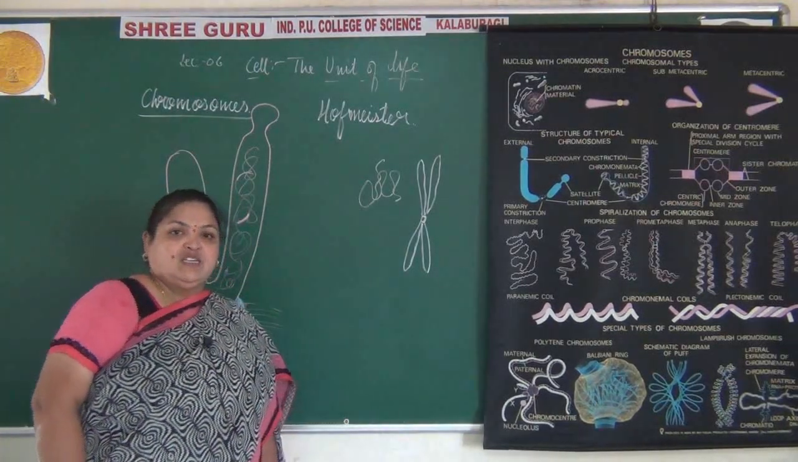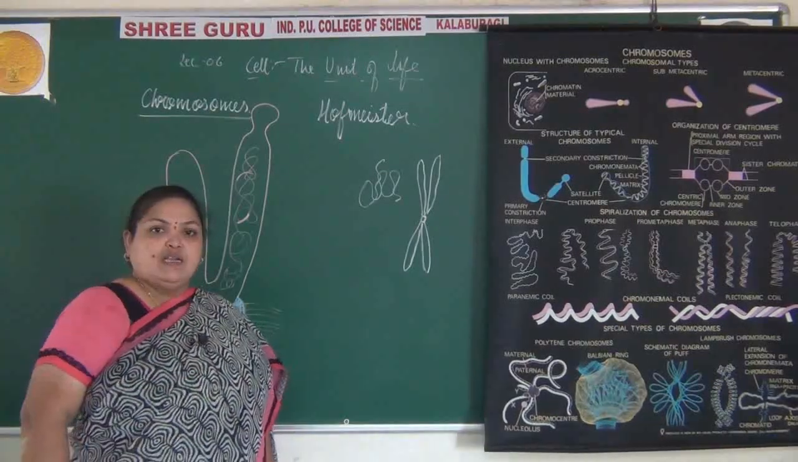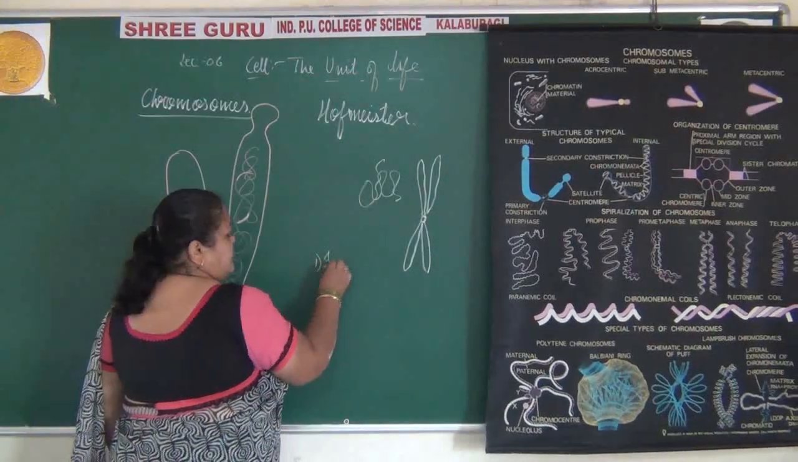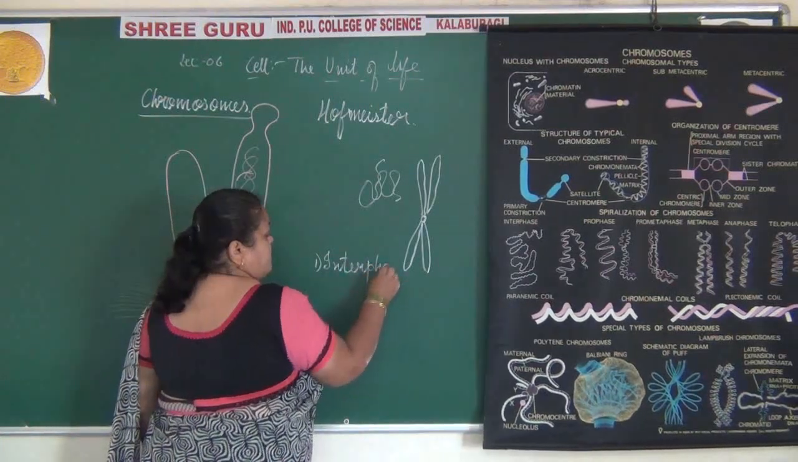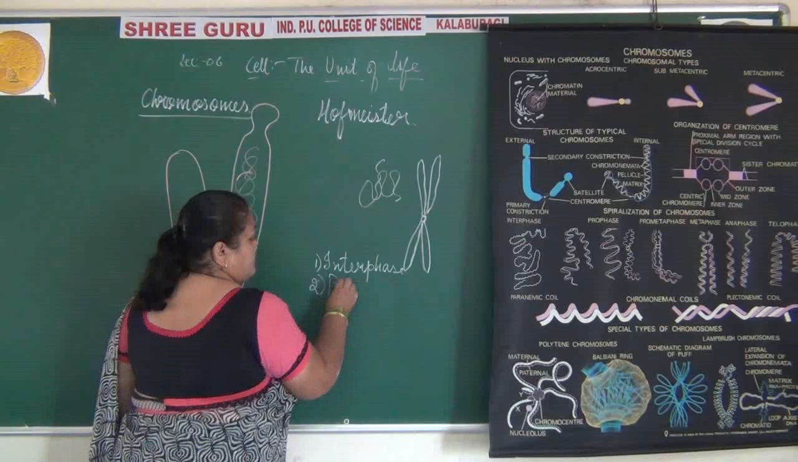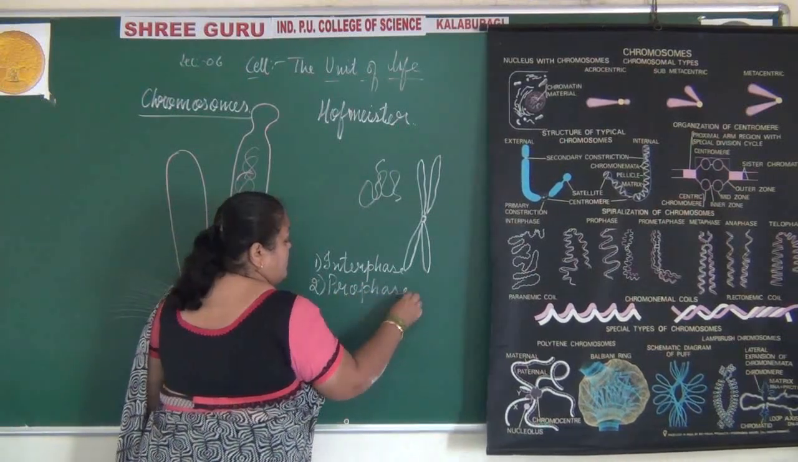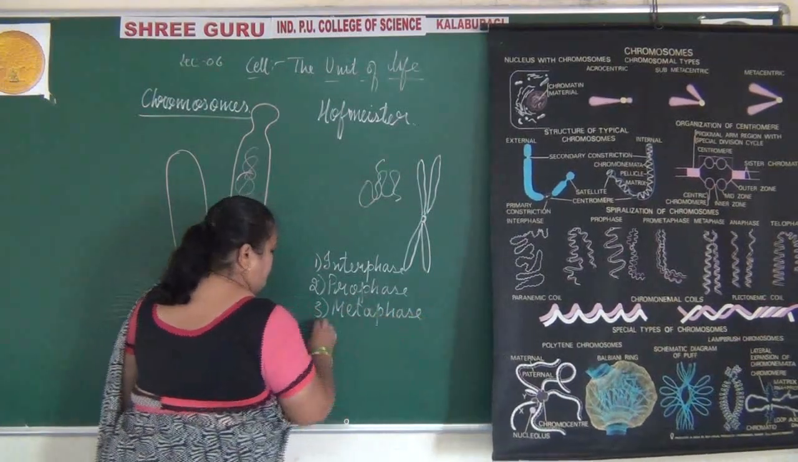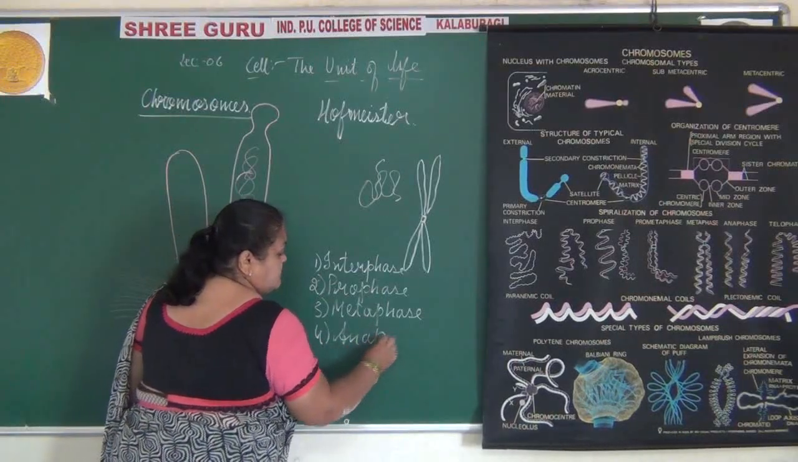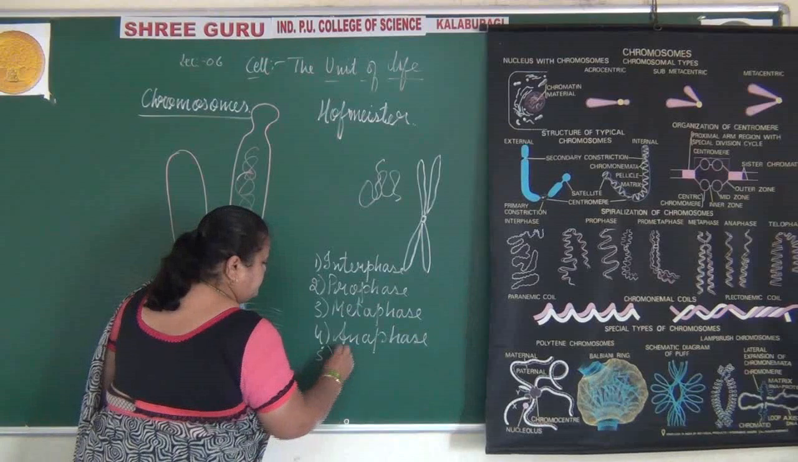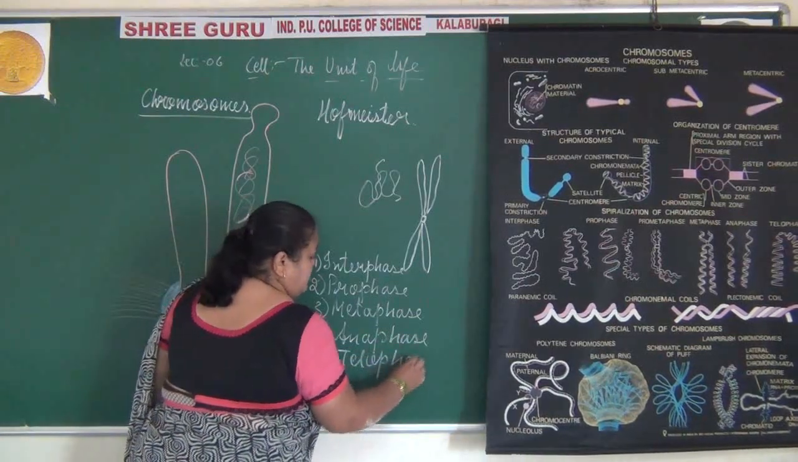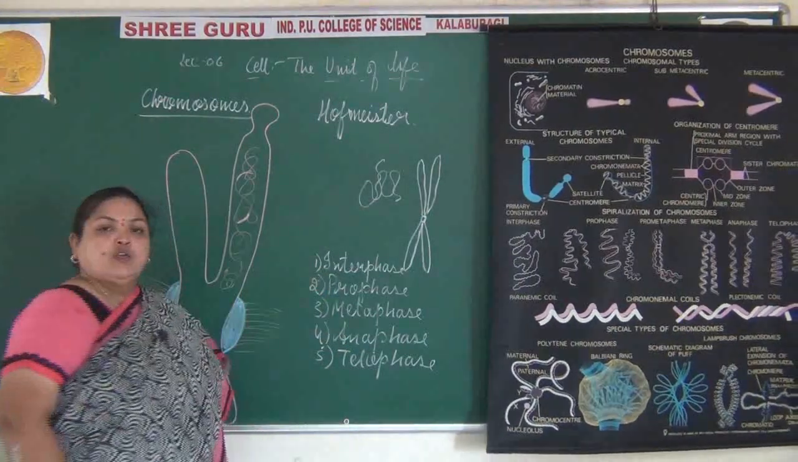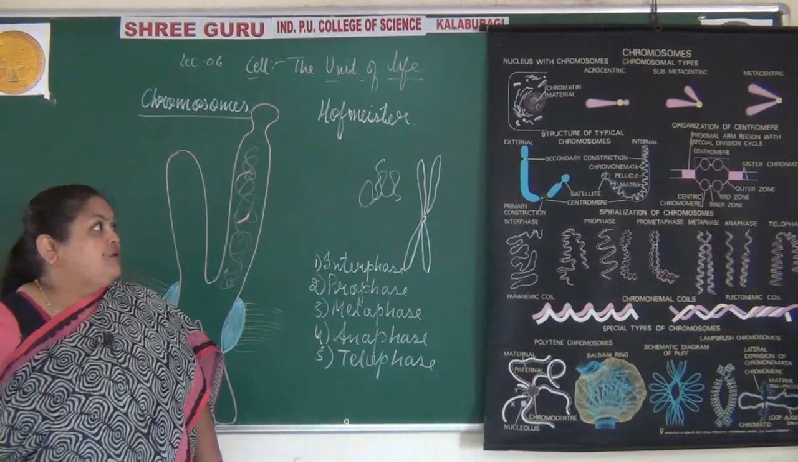I'll give you a rough idea of the stages. There are 5 stages in cell division: interphase, prophase, metaphase, anaphase, and telophase.